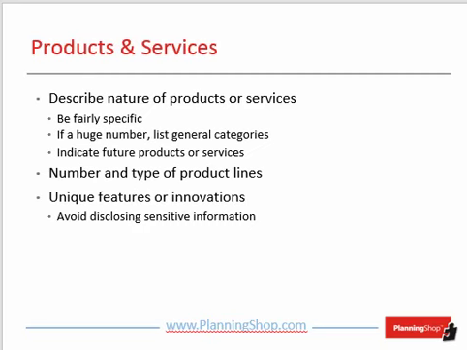In relation to products and services that you offer, be sure to describe the nature of products or services that you sell. Be fairly specific. If it's a large number, list general categories, and be sure to indicate future products or services. Also include the number and type of product lines and any unique features or innovations, but avoid disclosing sensitive information.